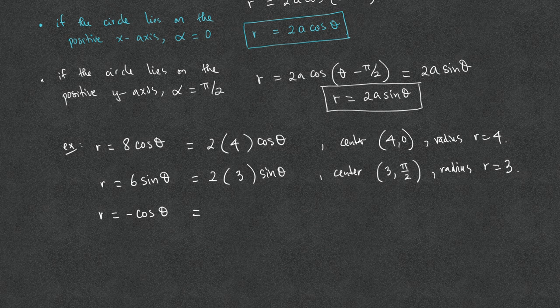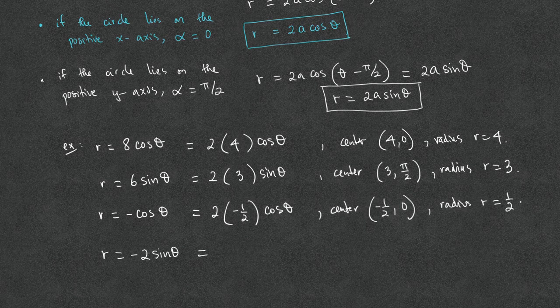The equation r equals negative cosine theta can be rewritten as 2 times negative 1/2 times cosine theta. It represents the circle centered at r equals negative 1/2, theta equals 0. It lies on the negative x-axis with the radius r equals positive 1/2.